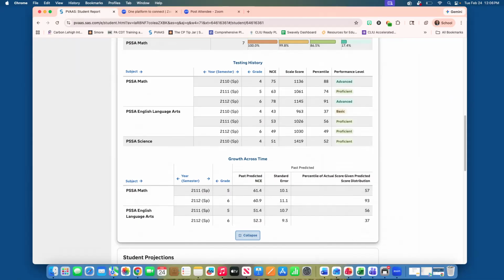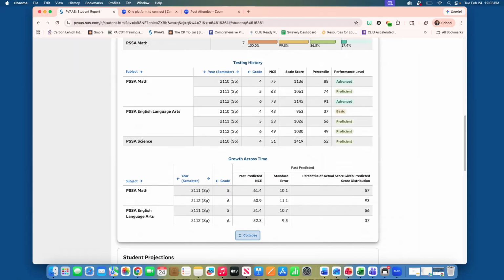Again, to wrap up, the value added report helps us answer the question, did our students grow? The diagnostic helps us understand where our students are now, and the looking ahead or projection report helps us understand where students are likely headed.